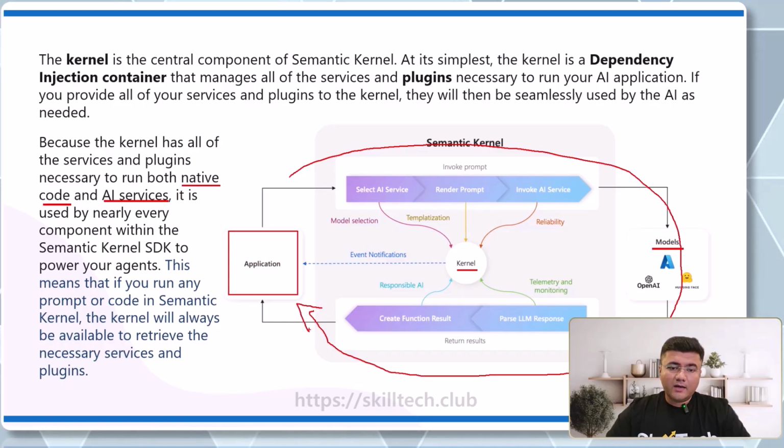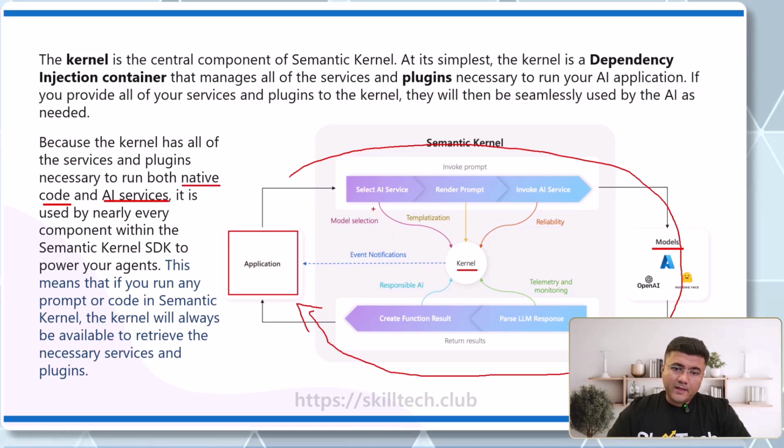Now, this is a process which starts from left to right, kind of a circle. And this whole process, I will explain in the next slide. But in this case, this is the Semantic Kernel SDK, which is playing an important role. This means that if you run any prompt or code in Semantic Kernel, the kernel will always be available to retrieve the necessary services and plugins which are available in that.